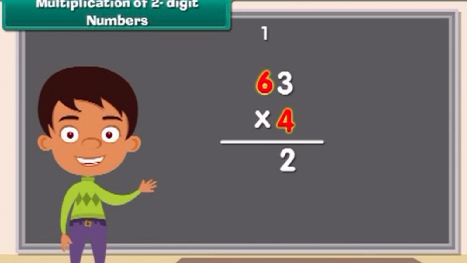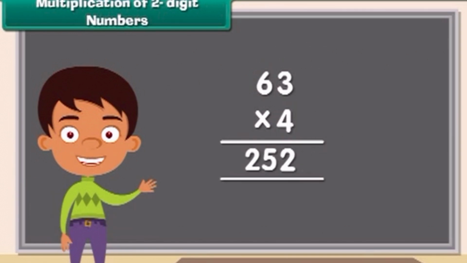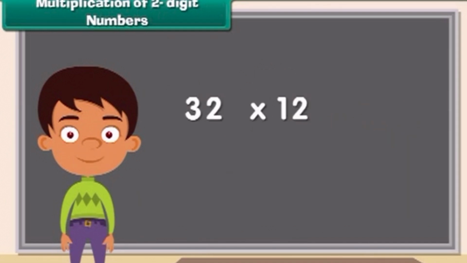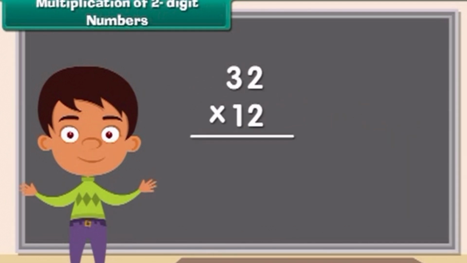Then multiply 6 by 4 and add 1 above 6. 4 into 6 plus 1 is equal to 25. Place 25 below the line. Answer is 252. Now let us multiply 32 by 12.